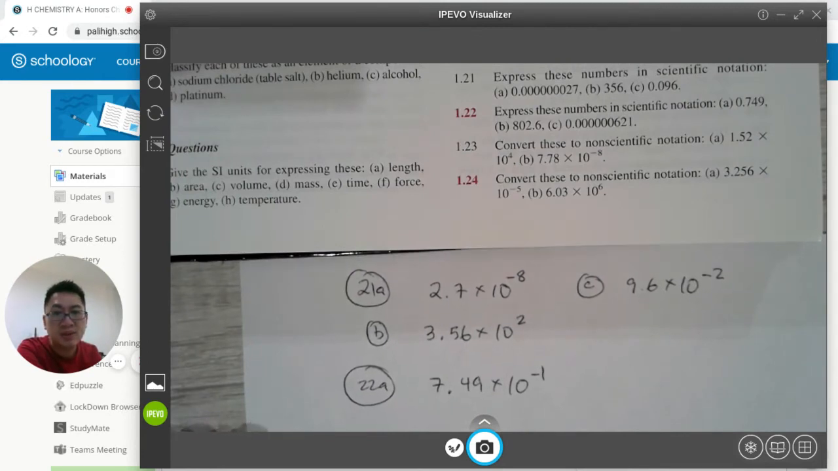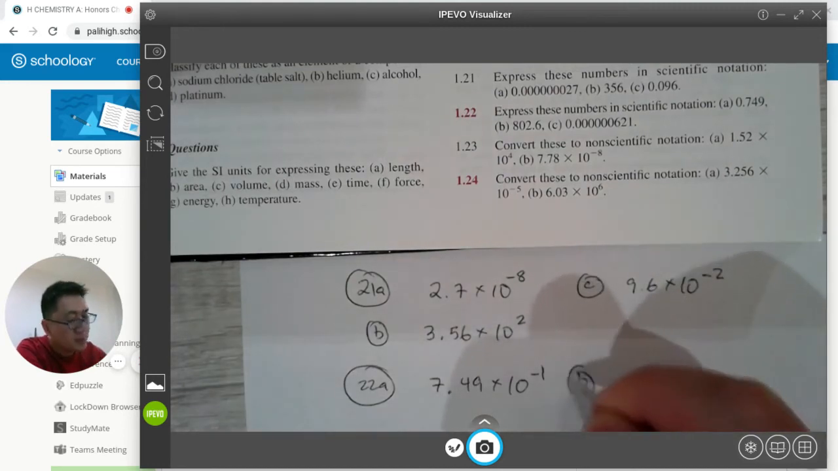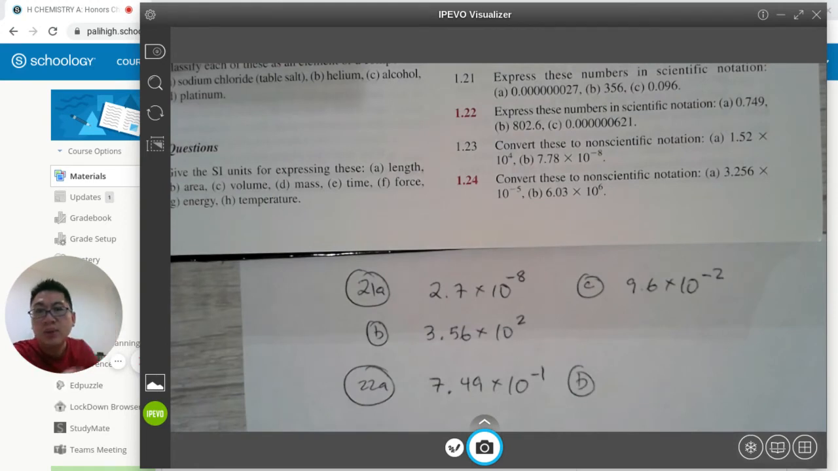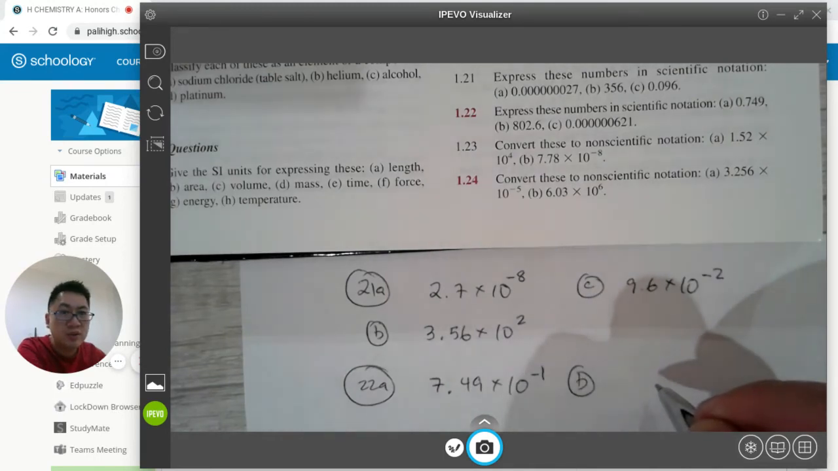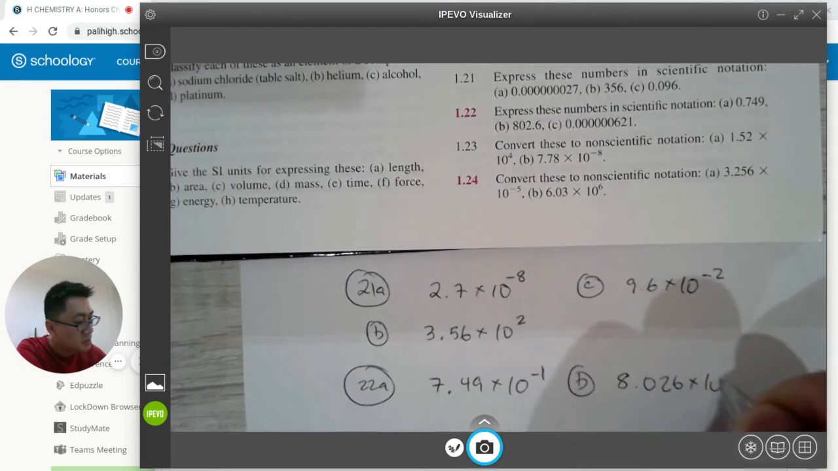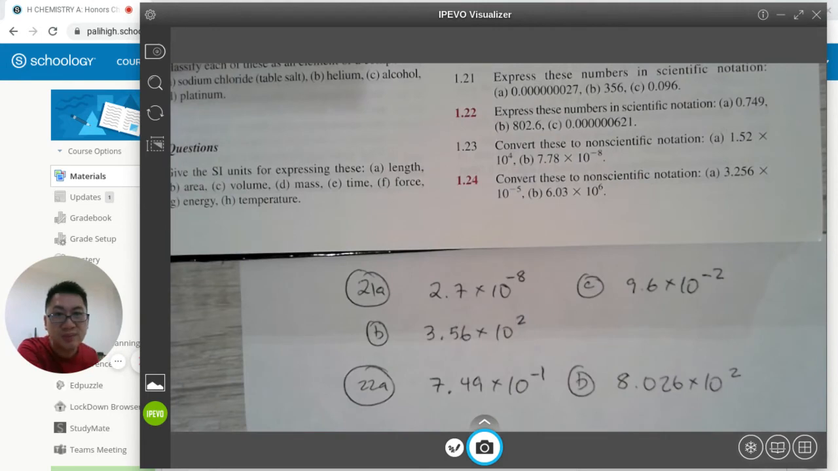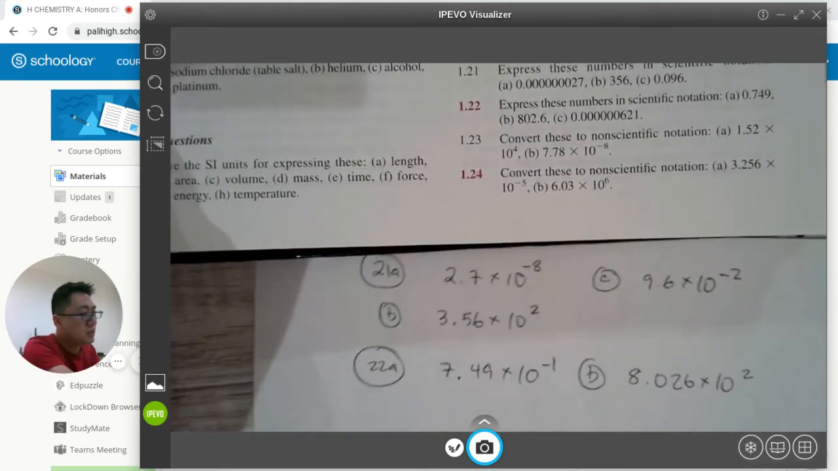Okay, so that's 22a. Let's do 22b. So again, pause. What is the answer for 22b? Okay, I want to move the decimal point over 2 times, so I get 8.026 times 10 to the, I moved it over 2 times, 10 to the positive 2. Okay, that looks good. I'm going to jump right now over to number 23.